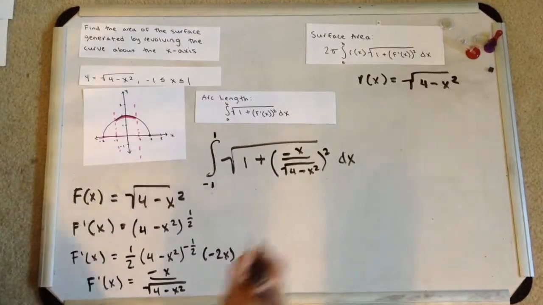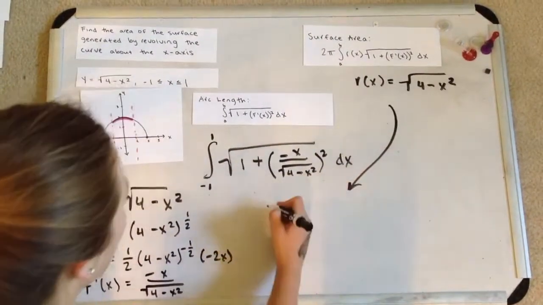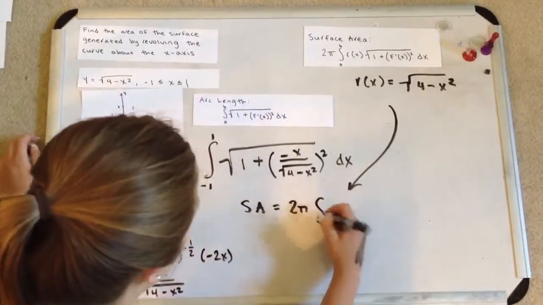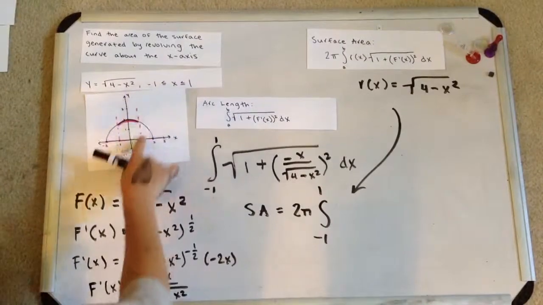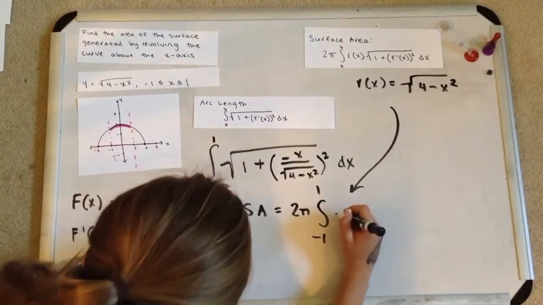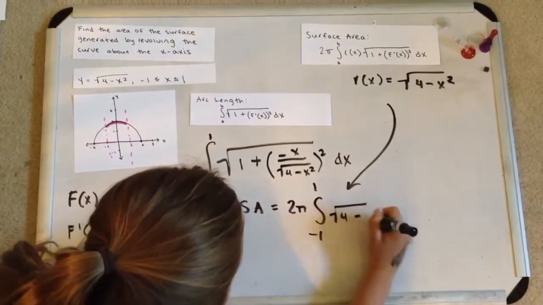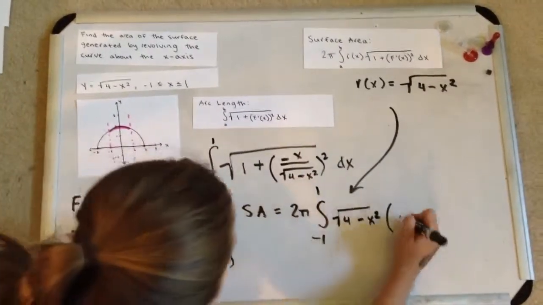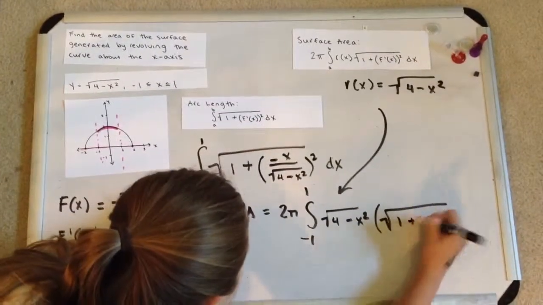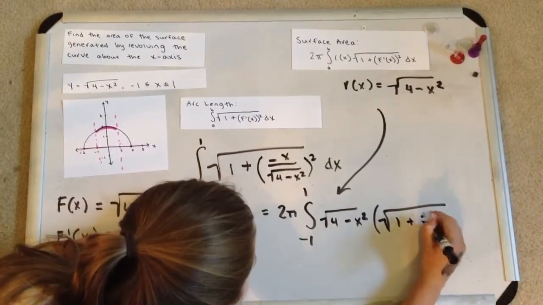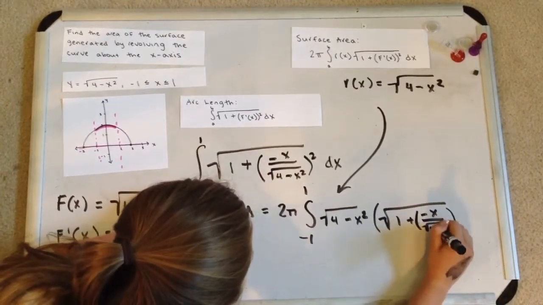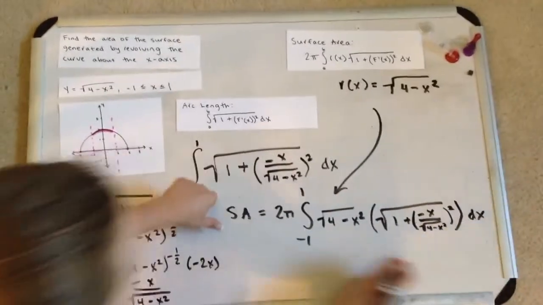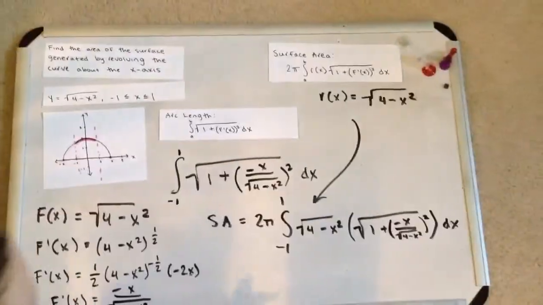So I'll write it down here: surface area equals 2 pi times the integral from -1 to 1, that's what the problem asks us to do, of r of x, which we found to be the square root of 4 minus x squared, times the arc length, which we found to be the square root of 1 plus -x over the square root of 4 minus x squared, quantity squared, dx.